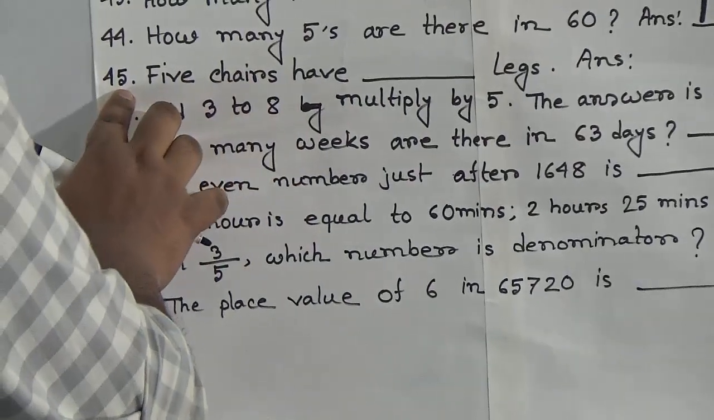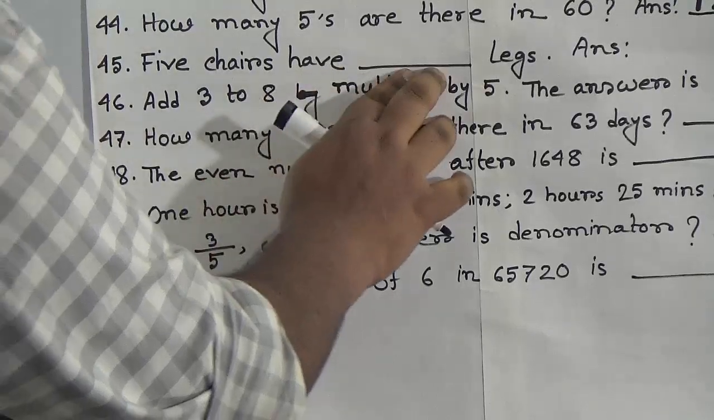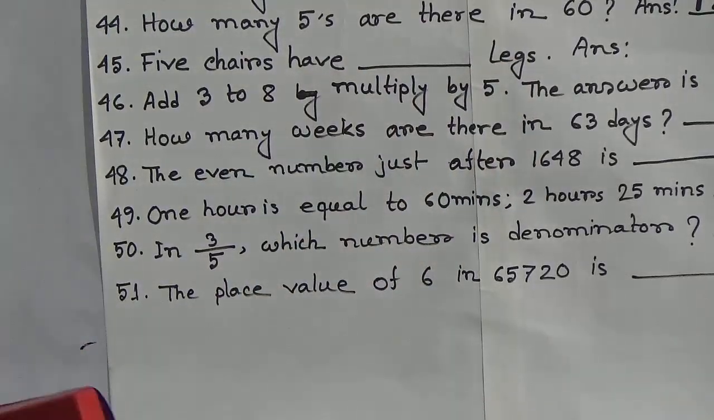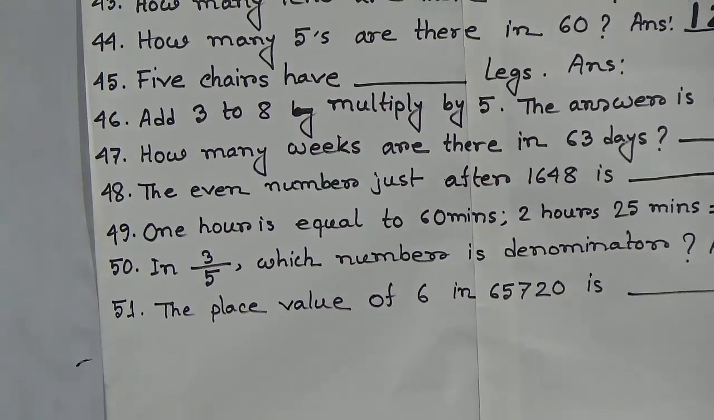Next question: 5 chairs have how many legs? We know that 1 chair equals 4 legs. So 5 chairs equal how many legs? We multiply this 4 with 5 and we get the answer.